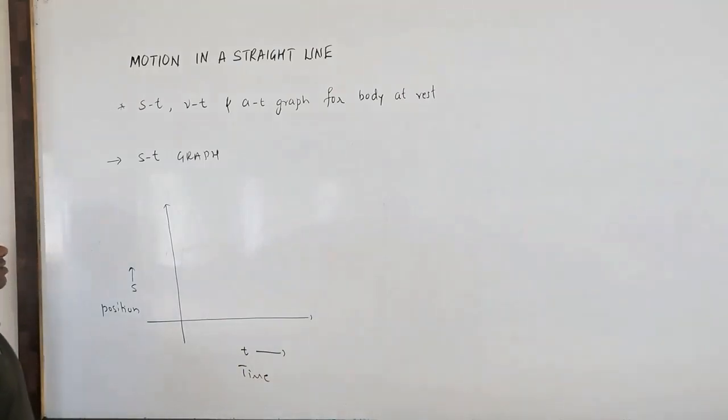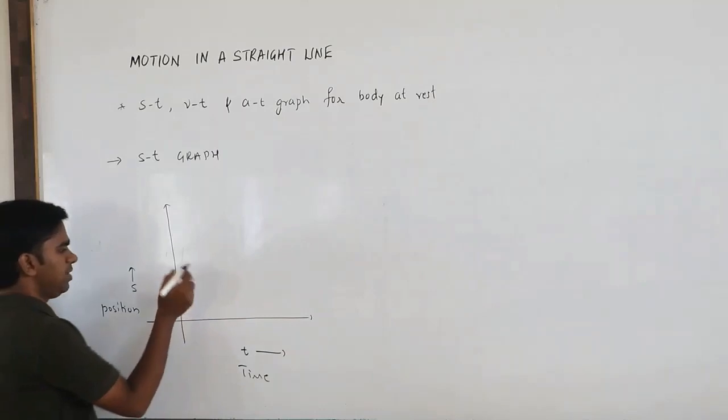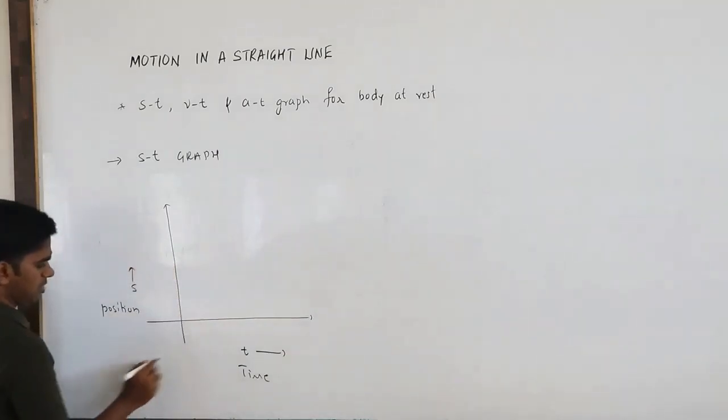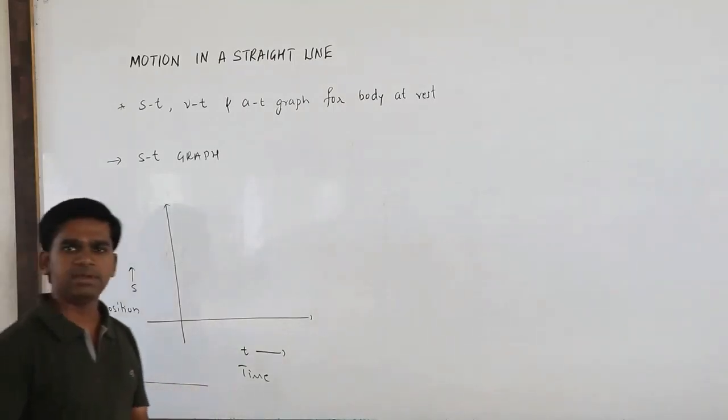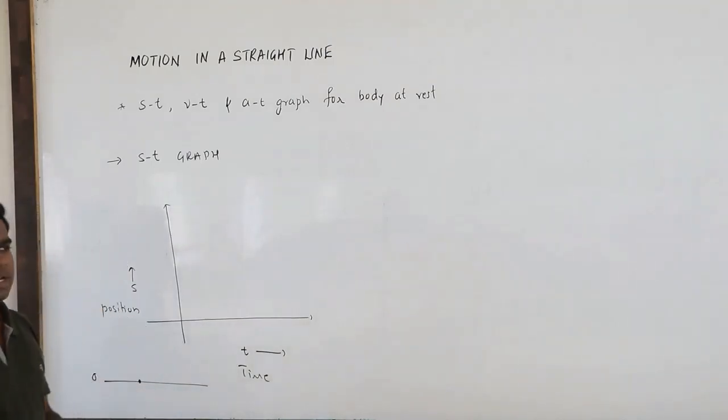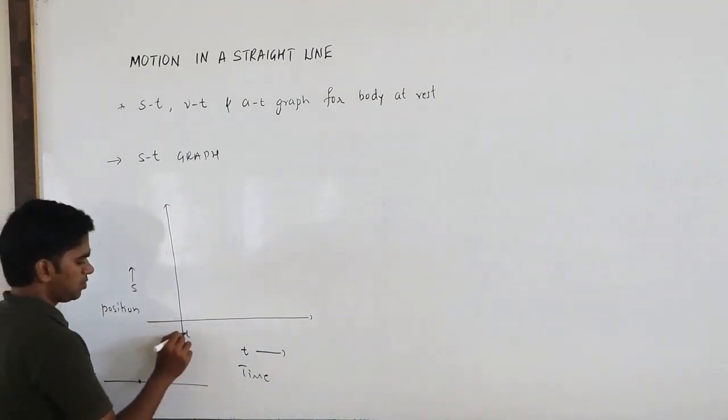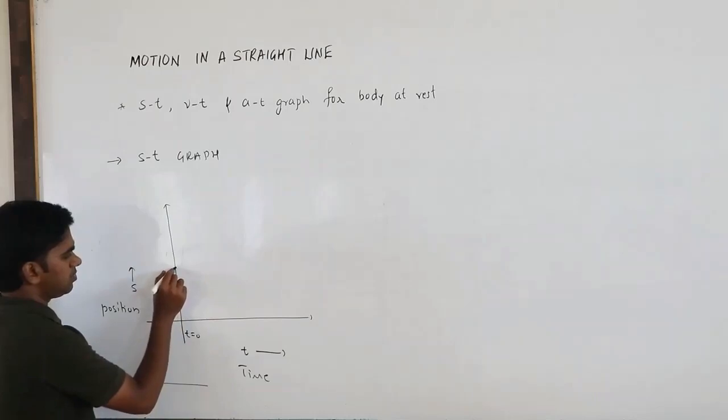So what are they saying? They are saying the body is at rest. Body is at rest means, suppose this is the reference point, the body may be here. It may be at 10 meter distance from the reference point, or it may be at 20 meter from the reference point. That is not given. So you may take S equals to 0. The body may be here. Okay.